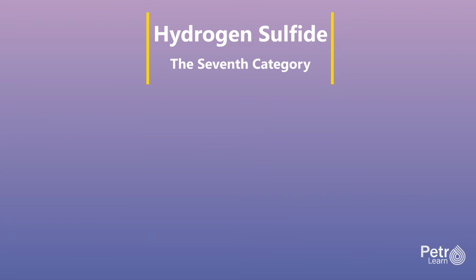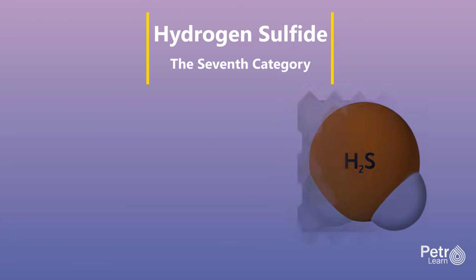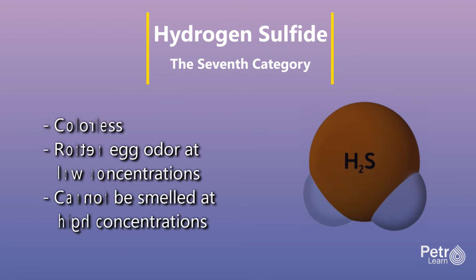The seventh problem is hydrogen sulfide, often abbreviated H2S, which is a highly toxic and corrosive gas sometimes encountered when drilling through formations containing sour oil or gas. H2S is colorless with a characteristic rotten egg odor at low concentrations, but at high concentrations it paralyzes the olfactory nerve so it cannot be smelled, creating a false sense of safety.